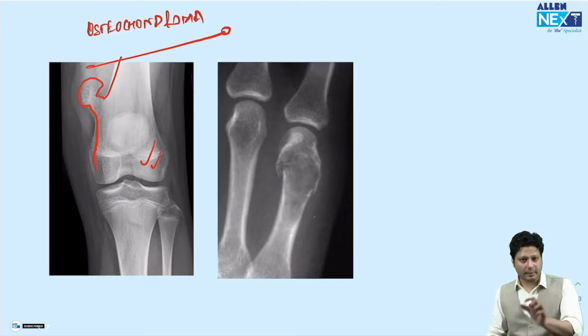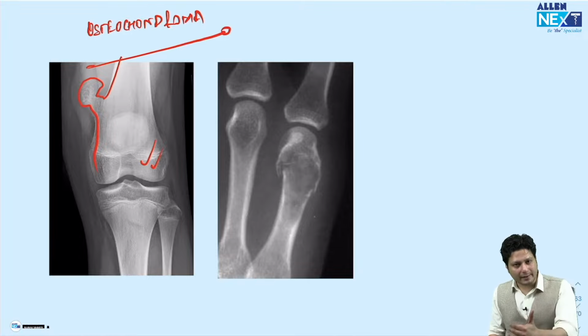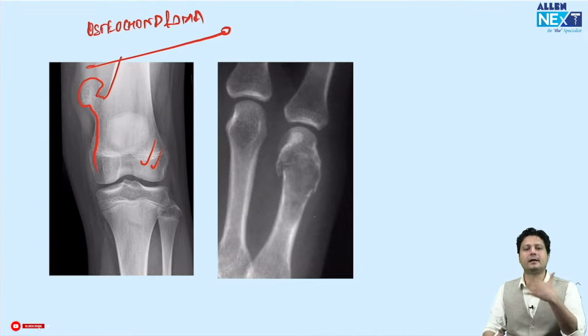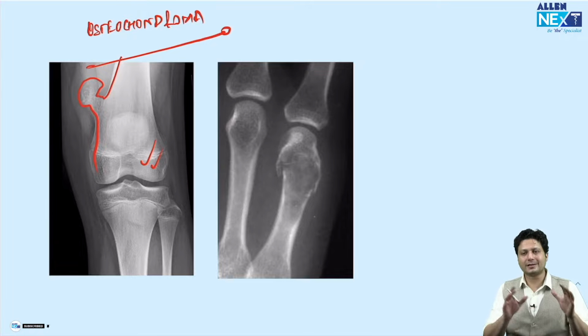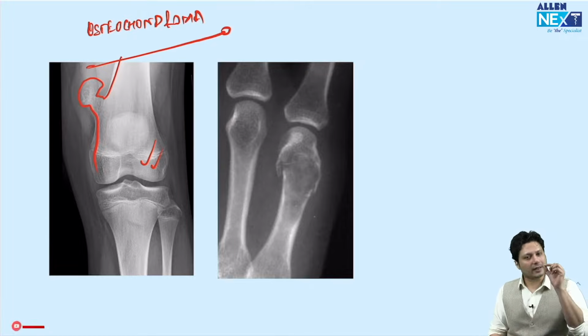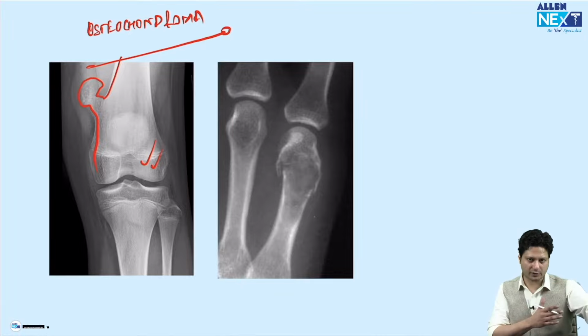I mean, what are the complications? What are the chances of malignant transformation? If it goes malignant, then what are the clinical features? Because this is one such tumor which has the characteristic of not growing beyond skeletal maturity. Once the skeletal maturity is attained, the tumor will stop growing.